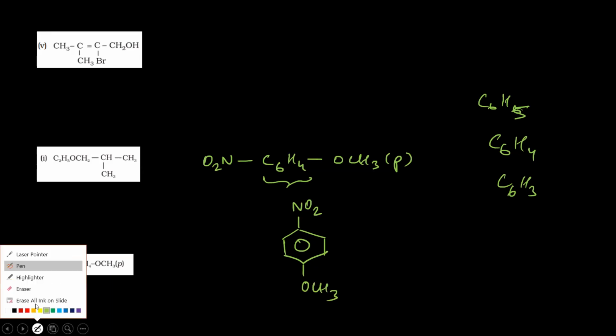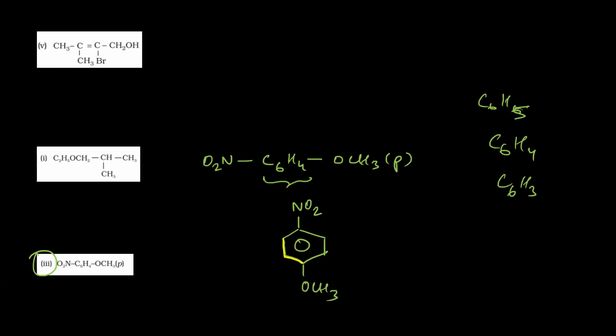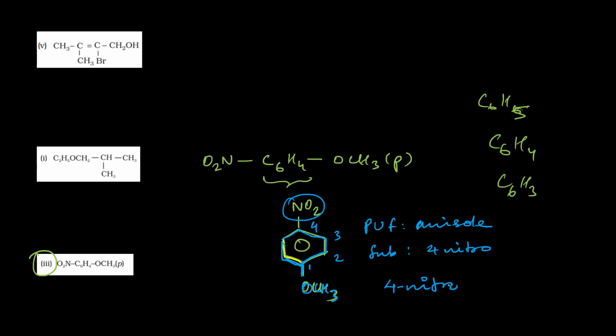Okay. Now, since we know that this part till here is anisole, right? This is anisole. So what is my puff? My puff is anisole. And this nitro group is in what? 1, 2, 3, and 4th position. My substituent is what? My substituent is 4-nitro. So the name will be 4-nitroanisole. Please write this down.